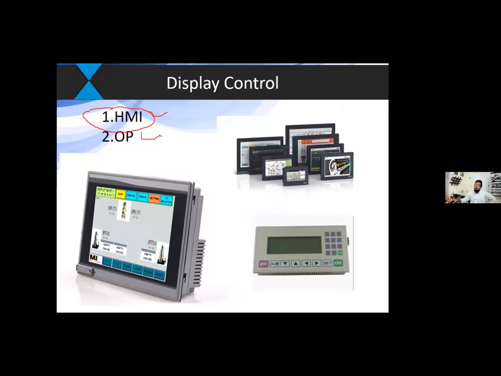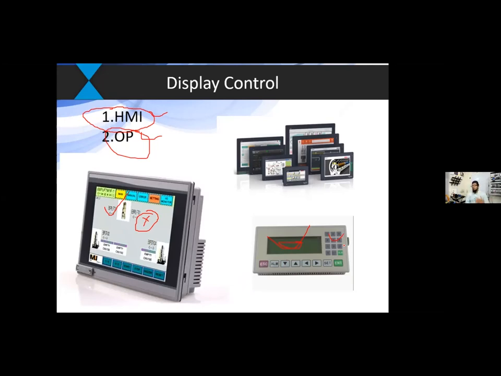So what is OP? OP is the operator panel. There are some small HMI devices that don't have a touch screen. Okay, what is the difference between HMI and OP? An HMI must have a touch screen. But in an OP, operator panel, there is no need for a touch screen. So an OP has some display and some buttons like this. In a small application, we can use the OP, because the OP price is cheaper than the HMI.